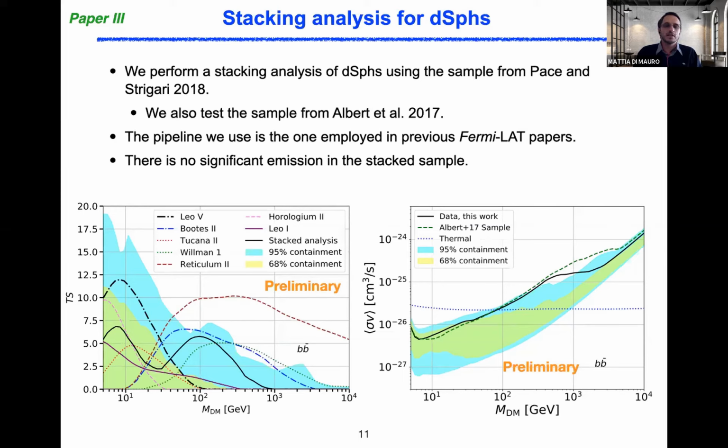So since we don't have any significant signal, we can find limits for the annihilation cross-section that are presented in the right part of this slide, where you see the 95% upper limits with the solid black line. The cyan and the green bands are for the expected limits without any signal. You see that this black line is slightly higher than the 68% containment, and the reason is this small TS that we find in the stacked sample, between 3 and 7.